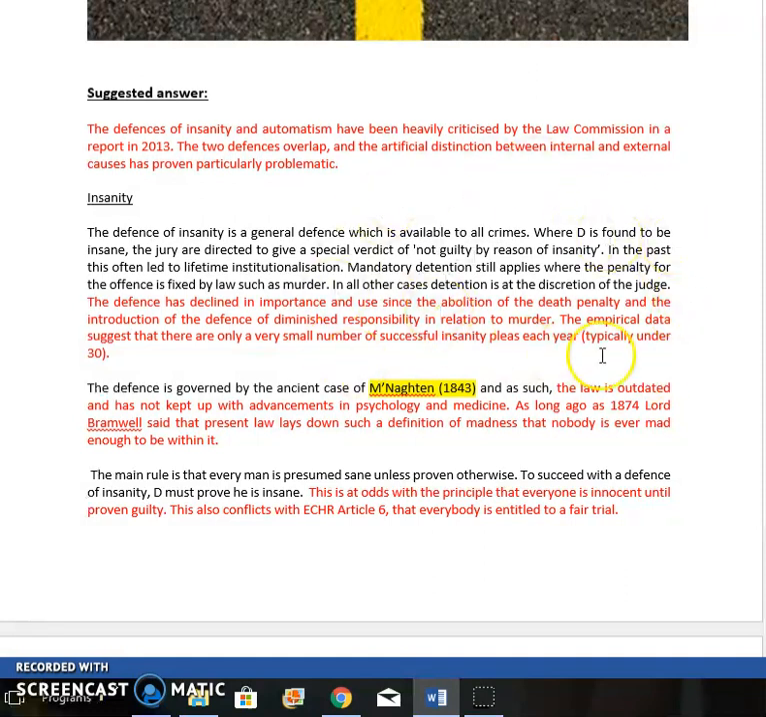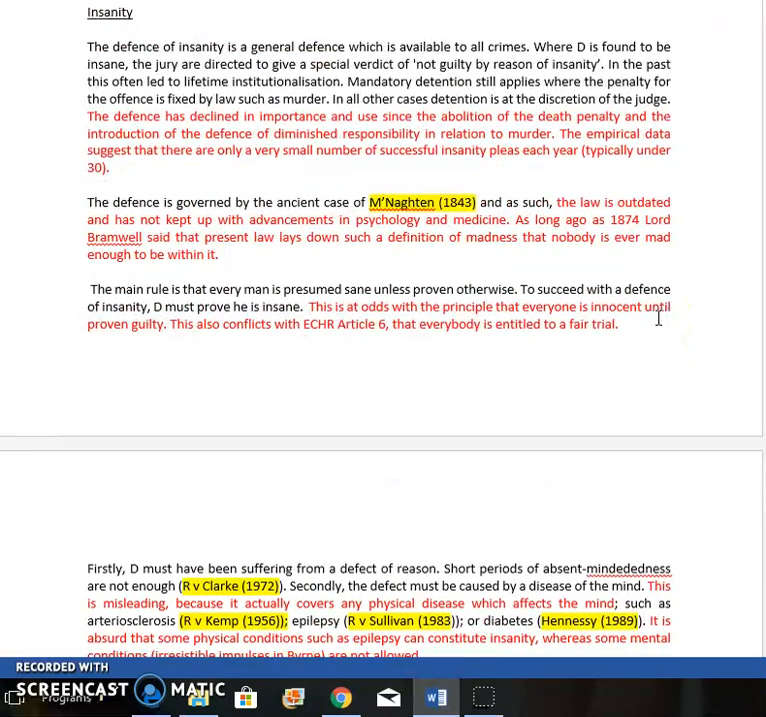So I'm setting the scene here about the defence, and then I'm going to get into the rules of how you plead insanity. The defence is governed by the ancient case of Macnaghten, which comes from 1843. Straight away, I can give an evaluative point here that the law is outdated. It's not kept up with advancements in psychology and medicine. Really strange that our law's still being governed by such an old case.